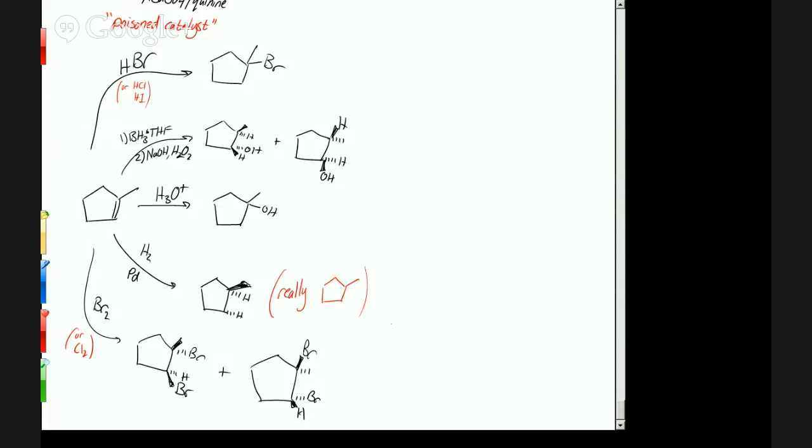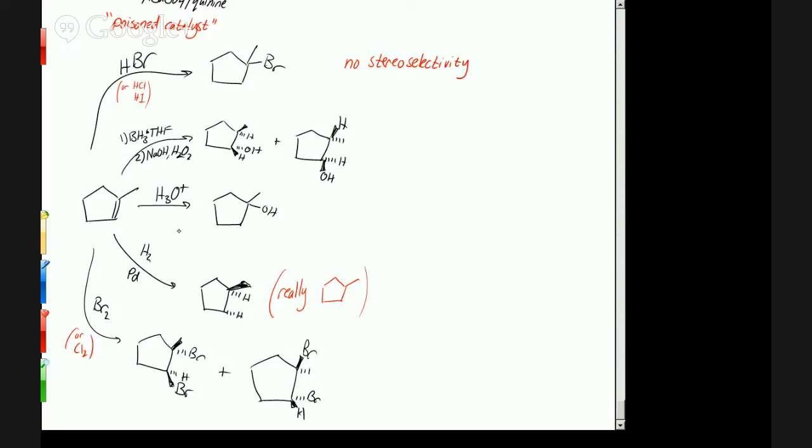What's the other synergistic one? This one. So this one has no selectivity because the bromine can go on either side and it's done as separate steps. The carbocation is flat, so there is no stereo. So once you form a carbocation, you lose the stereoselectivity. And the carbocation is only for the HBr. Nope, this one too.